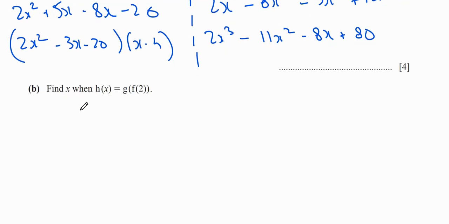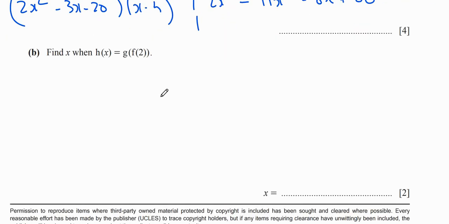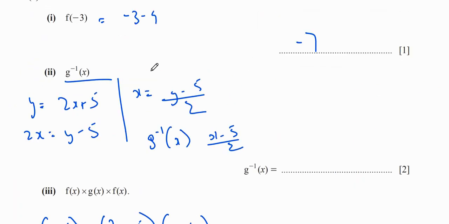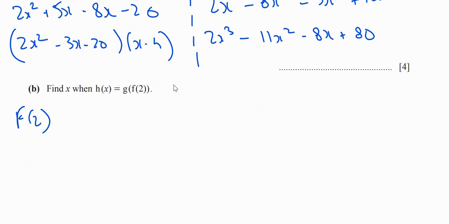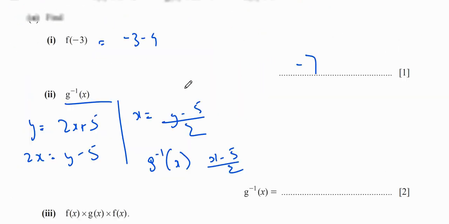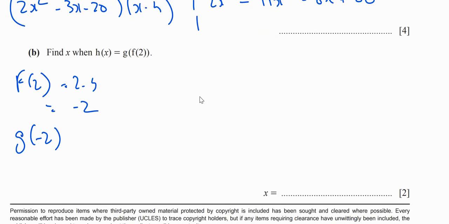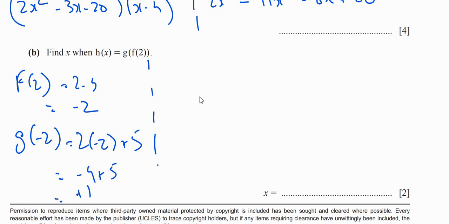Alright, moving on, find x when h of x is equal to g f of 2. So first of all, let's find f of 2. f of 2 is how much? f of x is x minus 4. So 2 minus 4, that's negative 2. So you have to find g of negative 2 now. What is g of x? 2x plus 5. So I will do 2 bracket negative 2 plus 5. It's negative 4 plus 5. It's positive 1. Alright, so g f of 2 is positive 1.